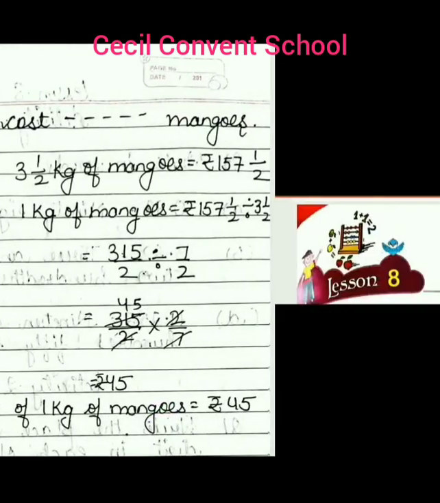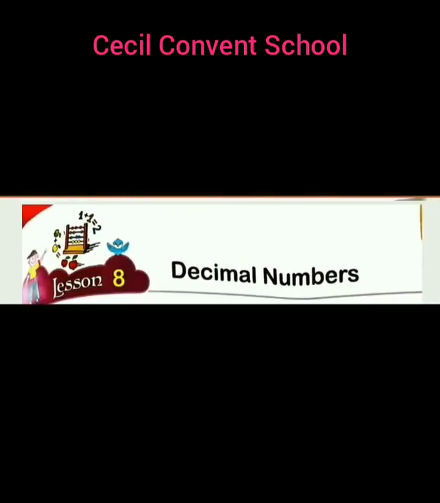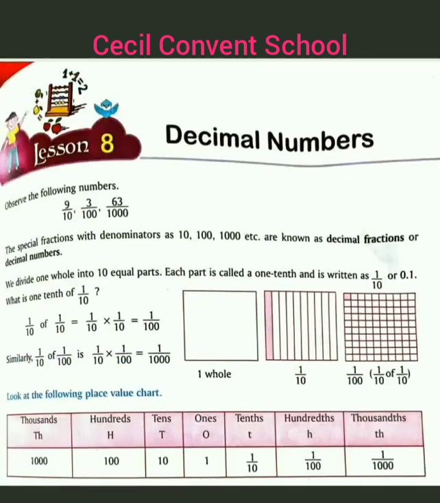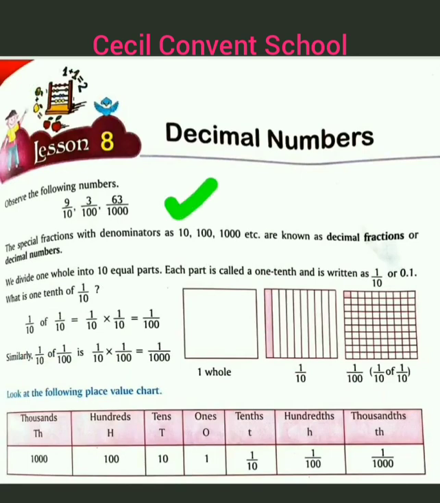Clear? Now I will tell you the important points of lesson number 8, decimal numbers. First of all, understand what decimal numbers are. As you all know, what are these numbers written? 9 by 10, 3 by 100, 63 by 1000. These numbers are already written as fractions. And students, what are decimal fractions? First of all, I am telling you what are decimal fraction and decimal number. The special fraction with denominator 10, 100, 1000, we call it a decimal fraction or decimal number.